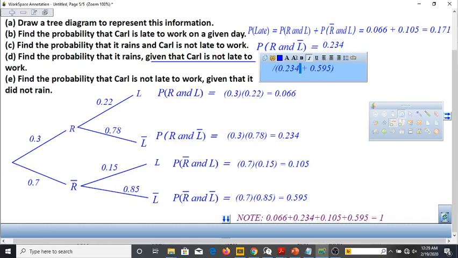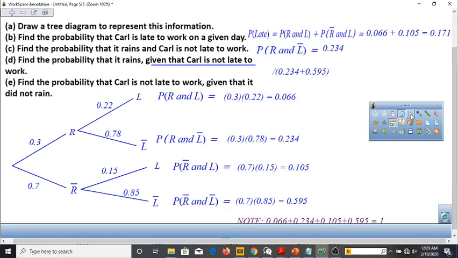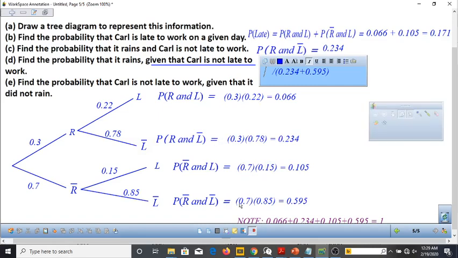That's the total probability of him not being late. So what's the probability of him not being late? It's the sum of those two pieces. Out of those two, because we're only considering now from the given, out of those two, what is the probability of it raining? So we look at which of these two with him not being late also has rain, and that's the top one, and that probability is 0.234. So now we will divide 0.234 by that total, and we'll see what we get.